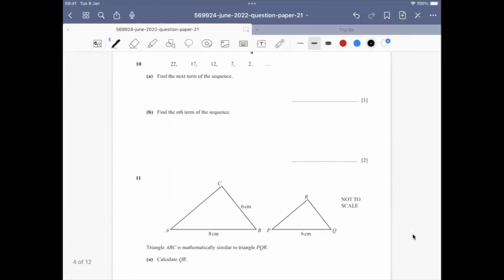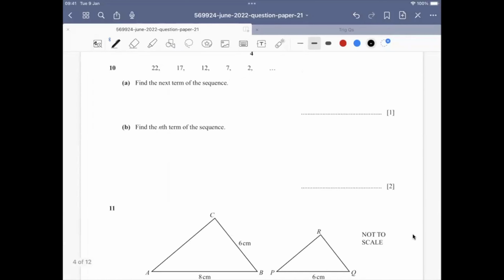Question 10. Find the next term of the sequence. So here we're going 22 to 17, so that's going to be minus 5. And then 17 to 12, minus 5, 12 to 7, minus 5, etc. So find the next term of the sequence. It's going to be 2 minus 5, which is going to be minus 3. Find the nth term of the sequence.